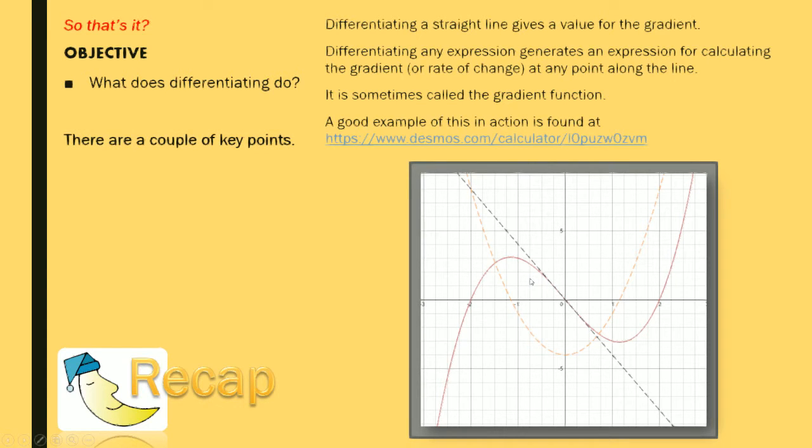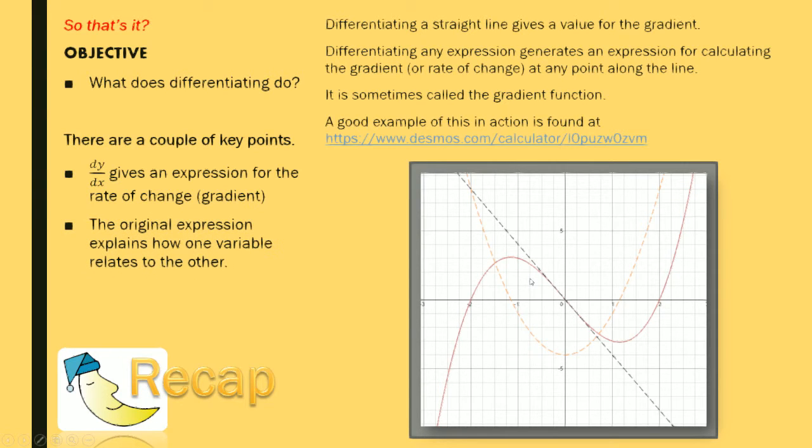But there are a couple of key points to take from it. When you differentiate or get the dy by dx, it gives you an expression for the rate of change. In the case of these kinds of curves and graphs, that's the gradient, as you would know it. But you'll come across questions where they'll ask you for the rate of change, and when we come to that, keep that in mind. The original expression, the y equals whatever, explains how one variable relates to another. So if I give you a value of x, I can put that into the equation and get the value of y, for instance.